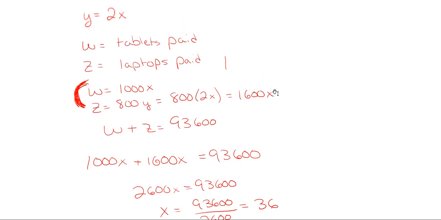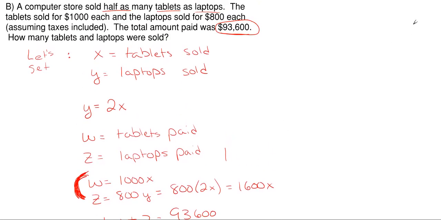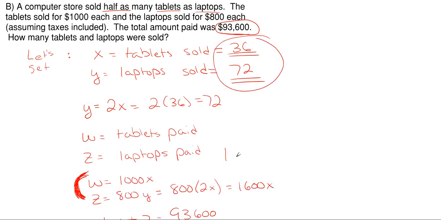So what is X? X is the number of tablets sold. And we just found that to be 36. Well, how many laptops were sold then? Well, twice as many as the tablets. So this would be 2 times 36, which gives me 72. All right, so there are my answers right there. We sold 36 tablets and 72 laptops.